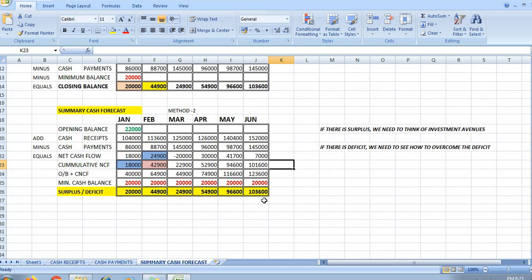As a manager, now we need to look at this surplus or deficit figures. If there is a surplus, we need to think in terms of investment avenues. Where are we going to invest this extra money, the surplus? If there had been a deficit, we would have thought about ways and means of overcoming this deficit. So this is how cash budgeting works, and it helps managers in planning for the future.